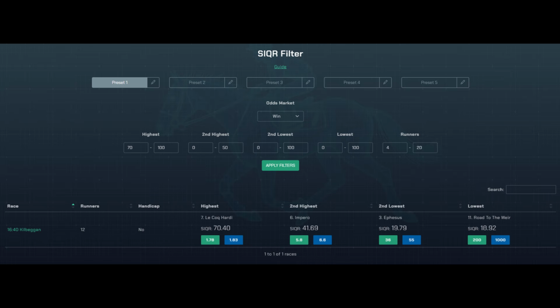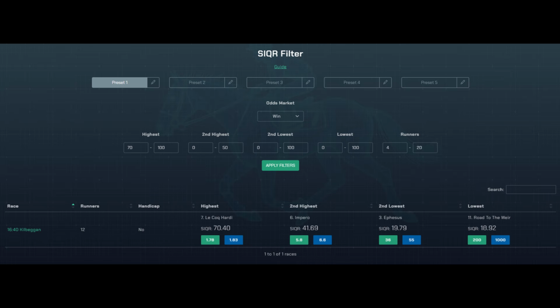And that's really what good trading should be: questions, not predictions. Questions like, can I find a race where one horse dominates the ratings? Can I find a race where the top 4 horses are closely matched? Or can I find a race where the market and the SIQR disagree? The more specific your question becomes, the more valuable this tool becomes. And that's the key takeaway from this feature.